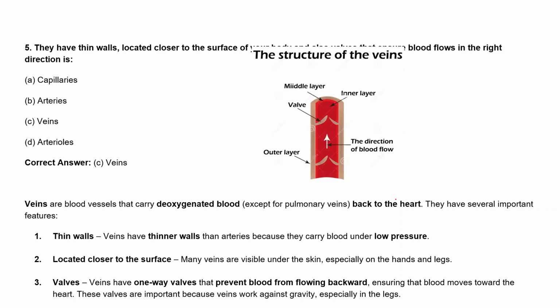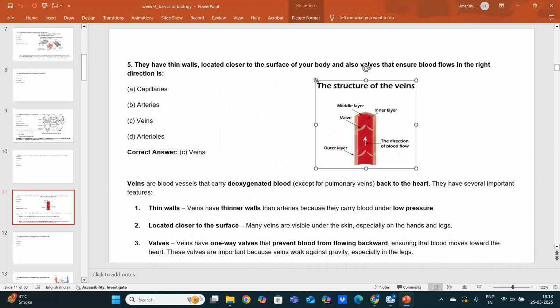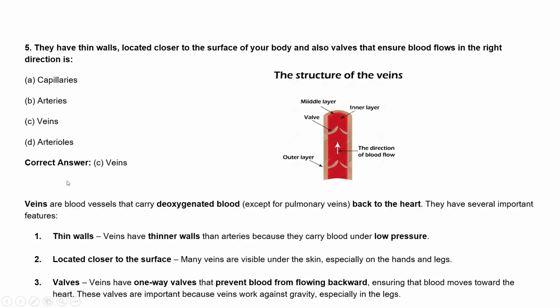Let's see what is the right answer for this question. So this is the structure of the veins. Veins are the blood vessels that carry deoxygenated blood back to the heart.